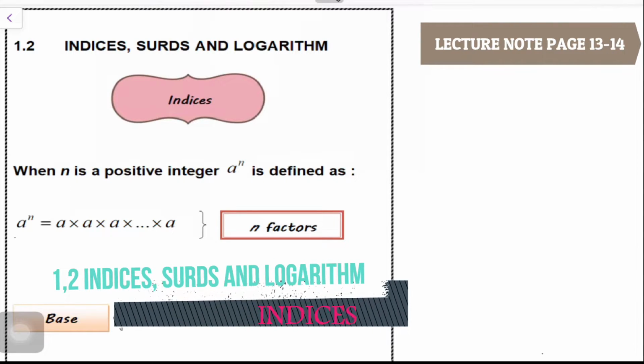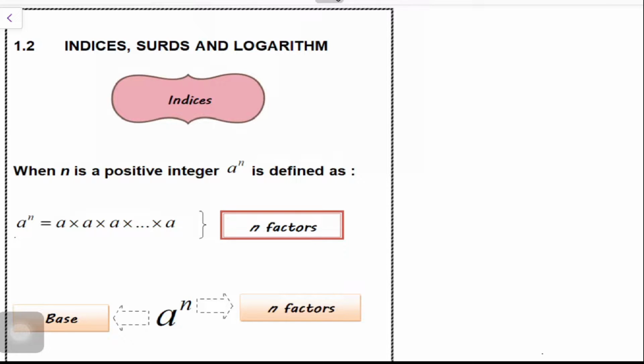Welcome to the third video of chapter 1. In this video, we are going to discuss indices.